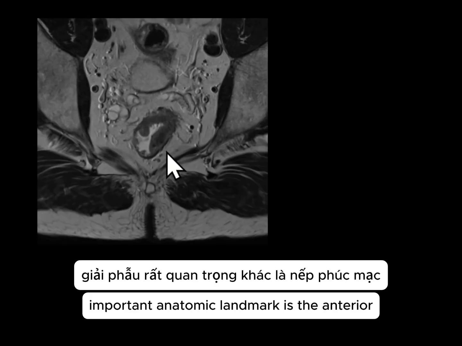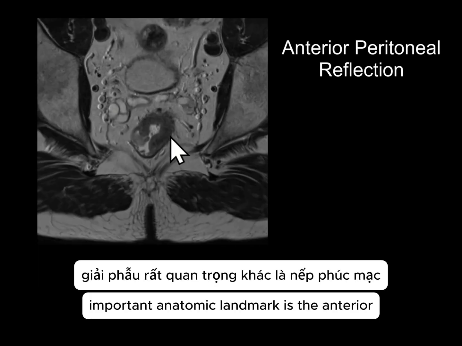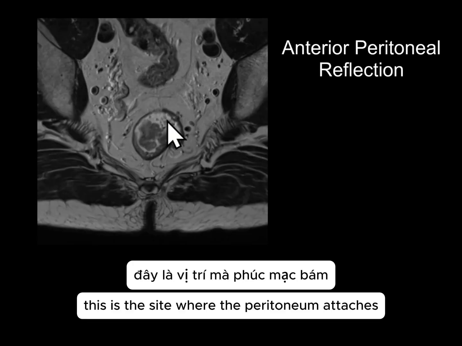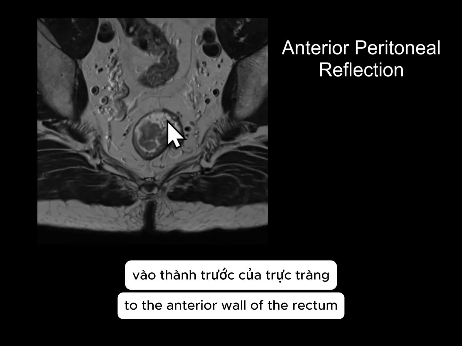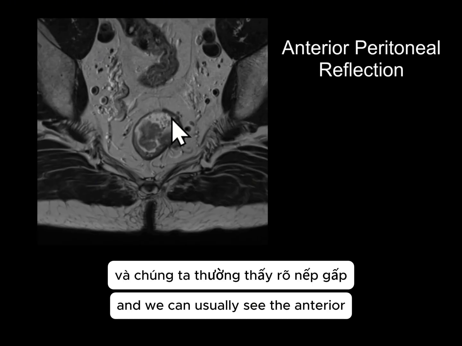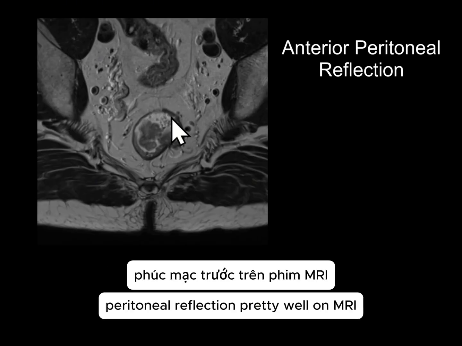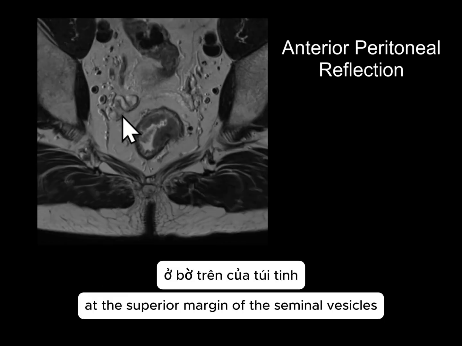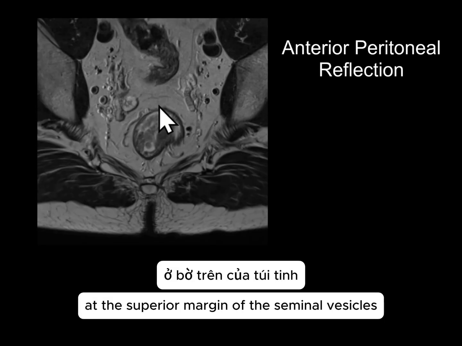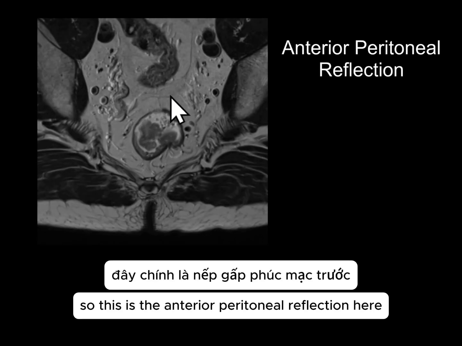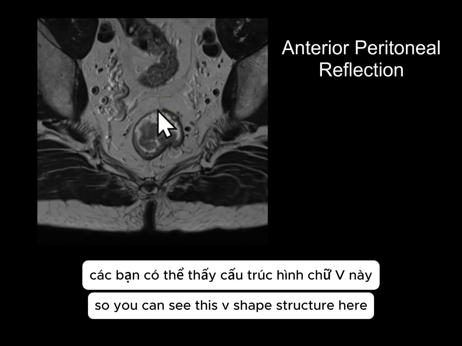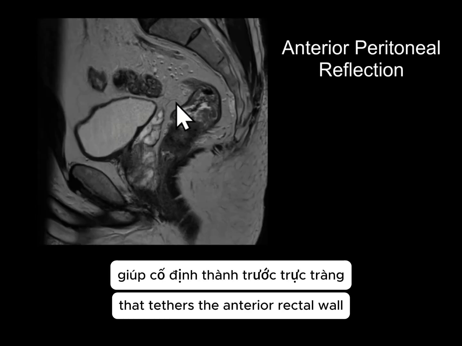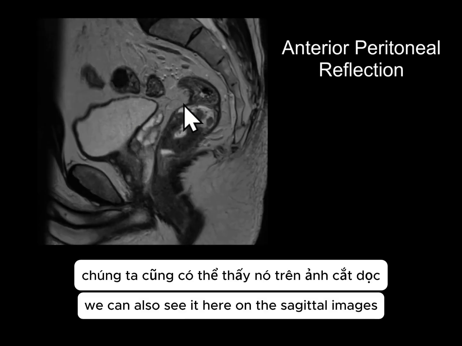Another very important anatomic landmark is the anterior peritoneal reflection. This is the site where the peritoneum attaches to the anterior wall of the rectum, and we can usually see the anterior peritoneal reflection pretty well on MRI. In males, like in this case, the location is predictable at the superior margin of the seminal vesicles. So this is the anterior peritoneal reflection here. You can see this V-shaped structure here that tethers the anterior rectal wall. We can also see it here on the sagittal images.